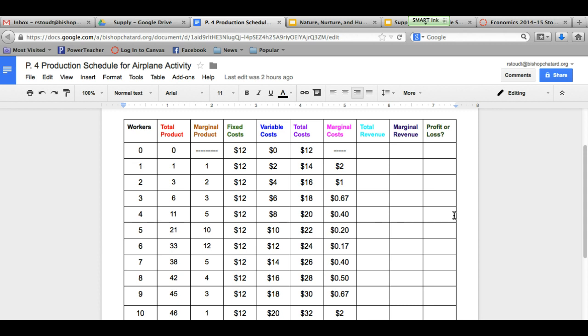So we're going to start with total revenue. Our total revenue, I'm going to put on the right-hand side here.